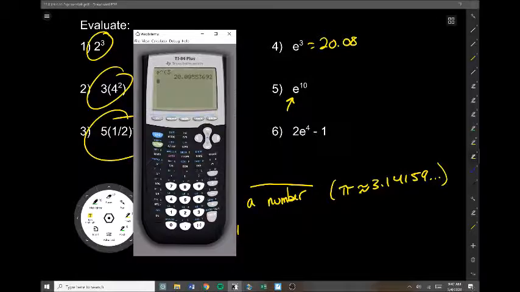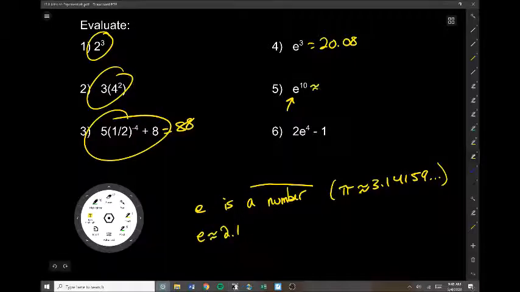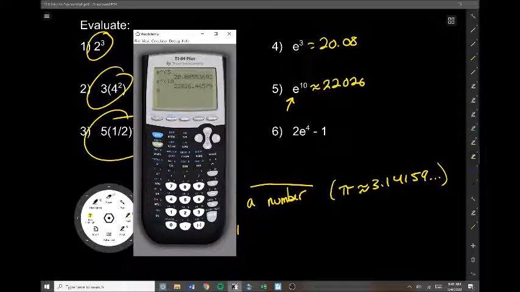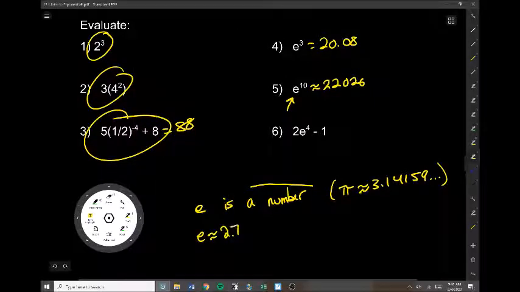E to the 10th is 22,026. And just because I haven't made this super clear, plain old e is 2.718281828 and so on. I actually forgot the 7 here. 2.718. e is a number that represents 2.718, and it goes on and on forever like pi does.